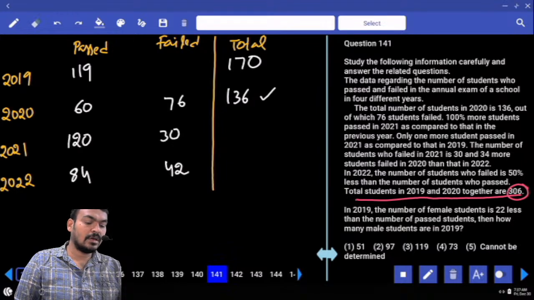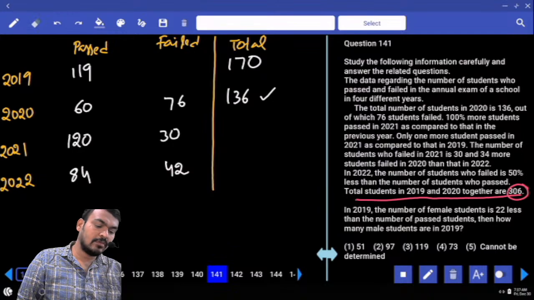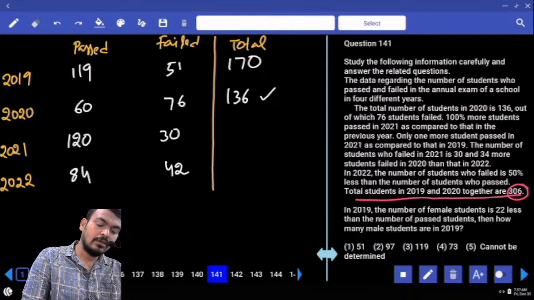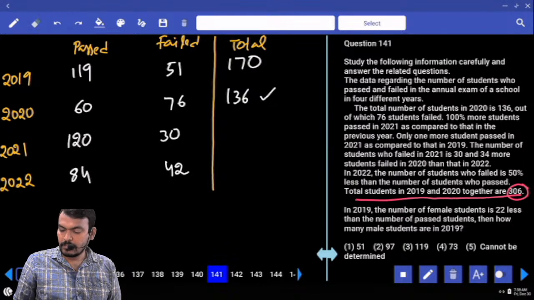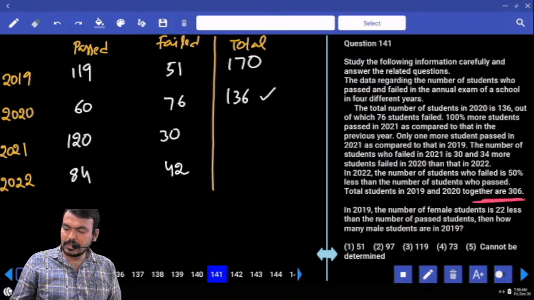That 170 are which one? 2019 total value. Okay, out of 170, 119 are completed. What is the remaining? 51 or not? I think the last one is the key pointer.